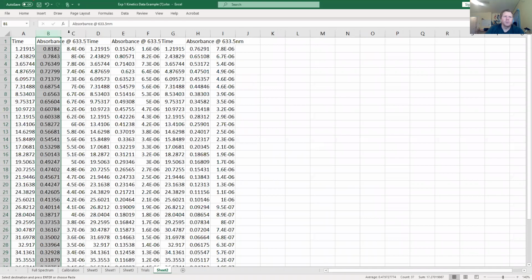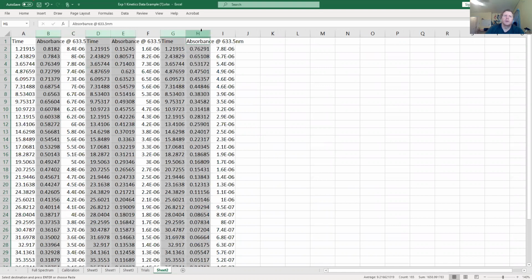I'm getting rid of absorbance and time, absorbance and time, and absorbance. I'm keeping one set of time points because I want to be able to compare them. I don't need the redundant data sets. I'm getting rid of absorbance because I don't need that. I already have my concentration, so I don't need to really worry about that.